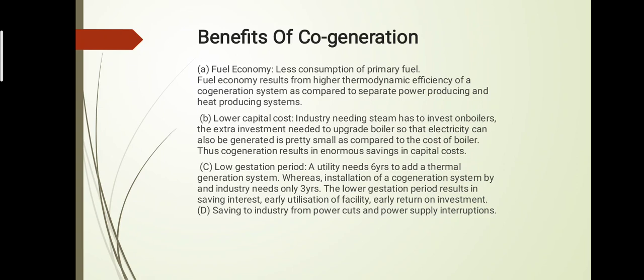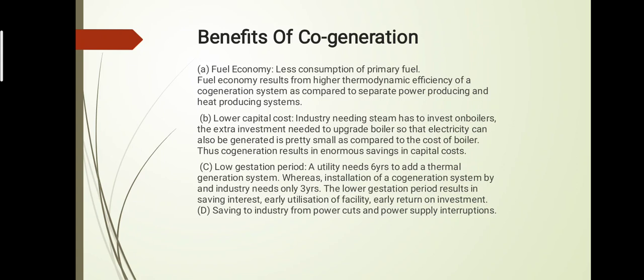Industry needing steam has to invest in boilers. The extra investment needed to upgrade the boiler so that electricity can also be generated is pretty small as compared to the cost of the boiler. Thus, cogeneration results in enormous savings in capital costs.